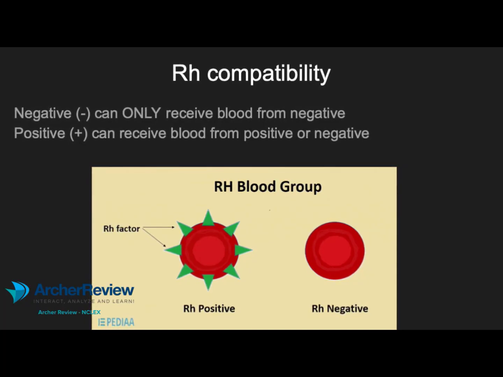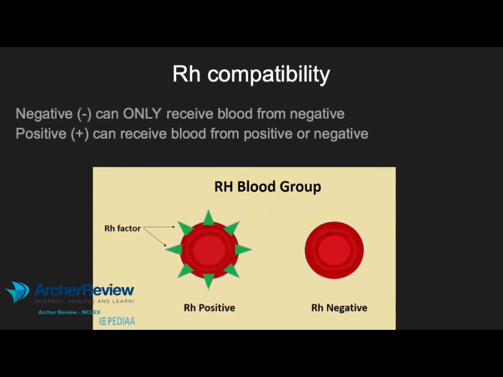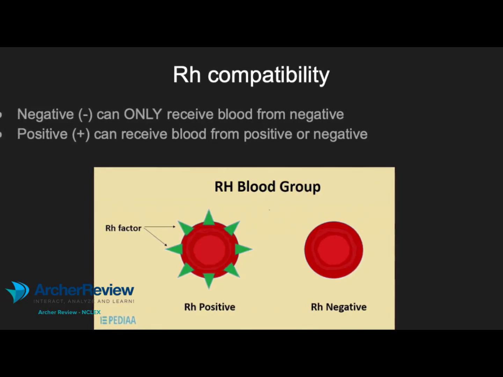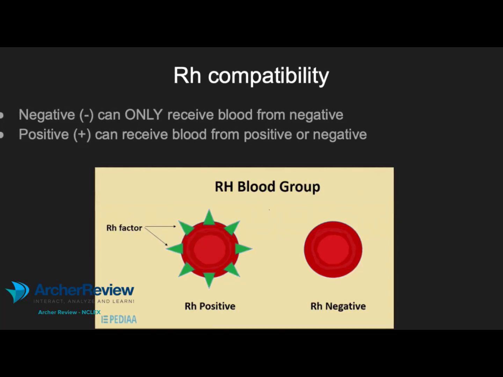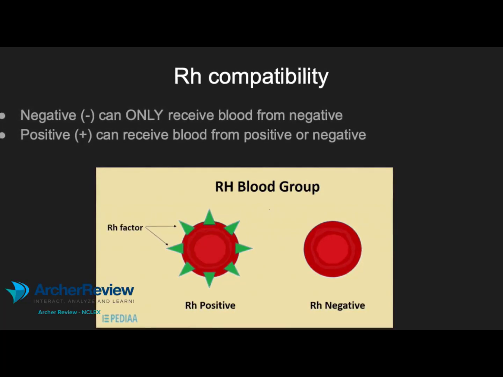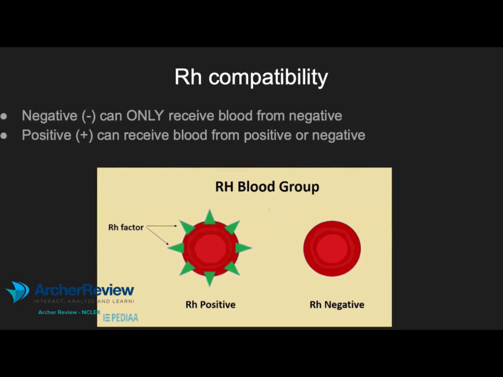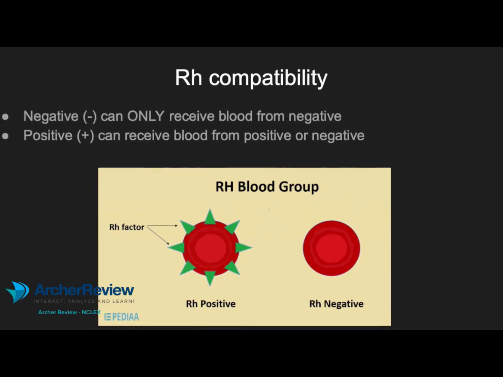But if you have RH negative blood and you received a blood type that was positive and had those RH factors, your body would mark it as foreign. It would not recognize it and it would attack those blood cells. So if you're positive for the RH factor, you can receive blood from either positive or negative donors. But if you are negative for the RH factor, you can only receive blood from negative donors.